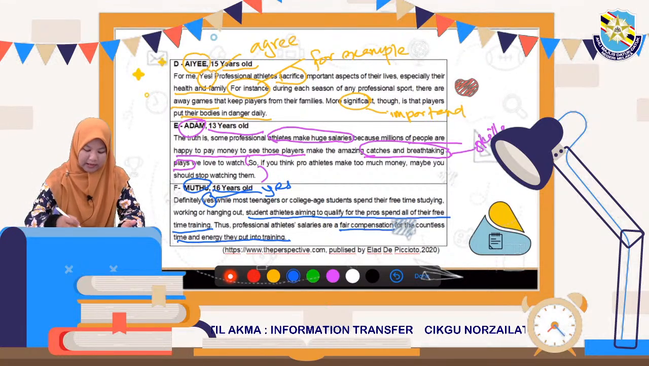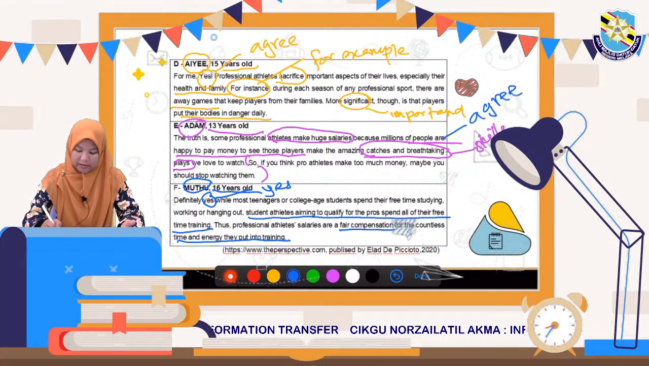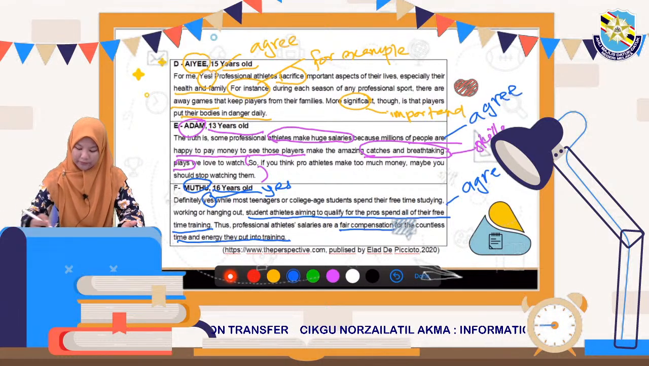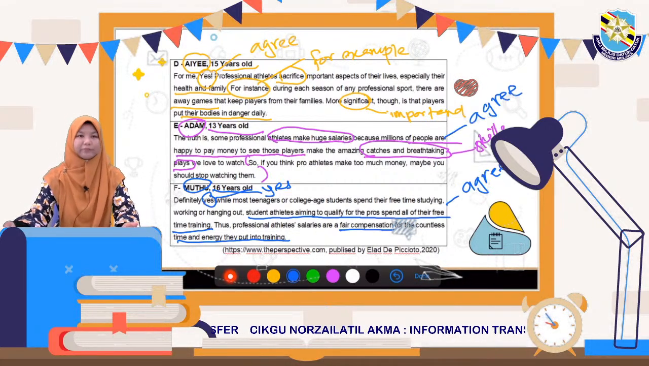So basically, IE agrees. Adam also agrees with this issue, and the same goes to Mutu. Agree.